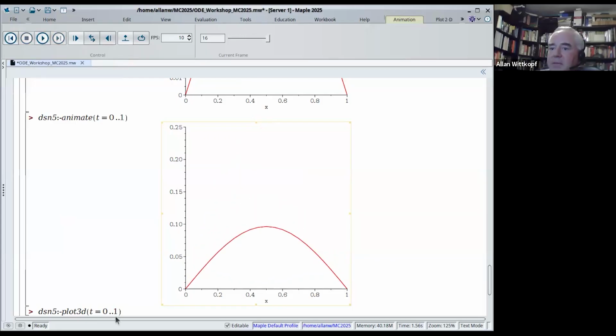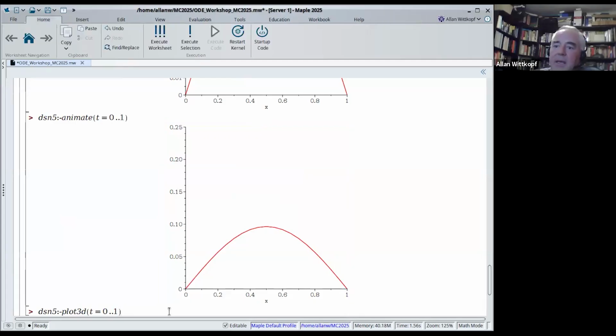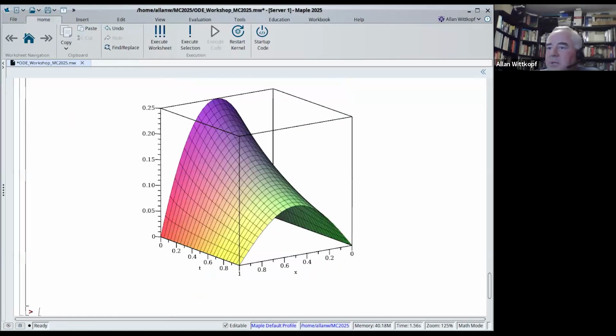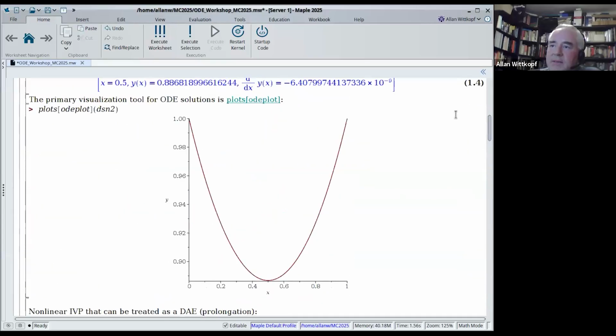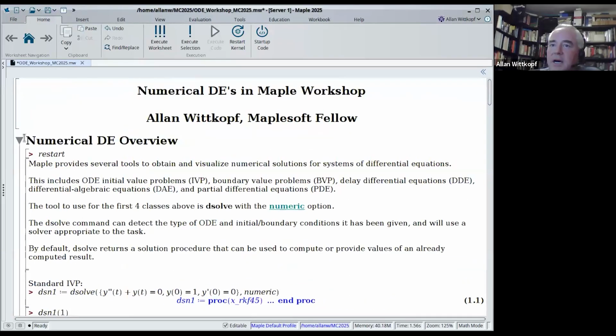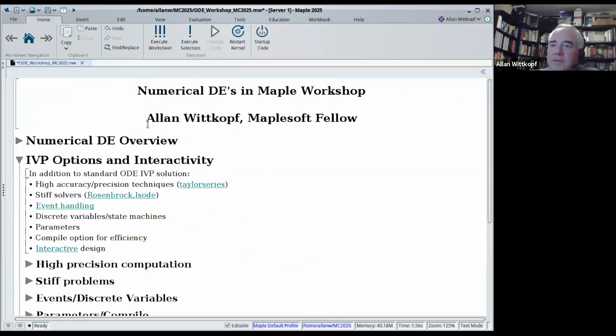And it just gives us an animation automatically. And we can also get a 3D plot of the solution as a function of time and space. So that's just an outline of the facilities that are available in Maple at this time. So I'm going to get into a bit more detail on some of these.